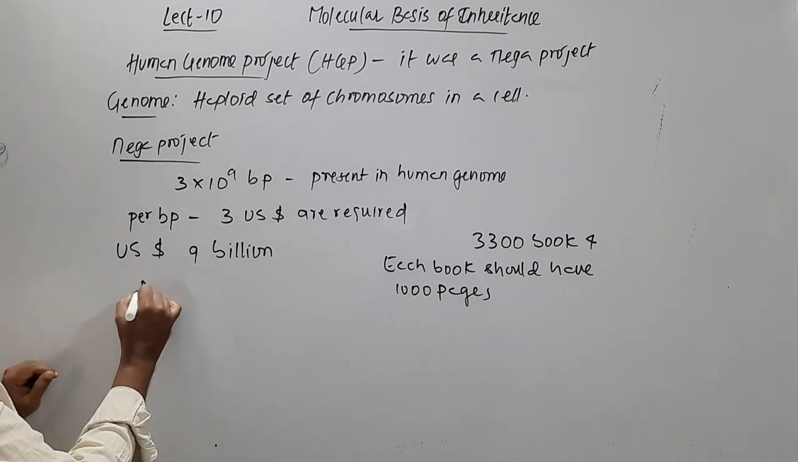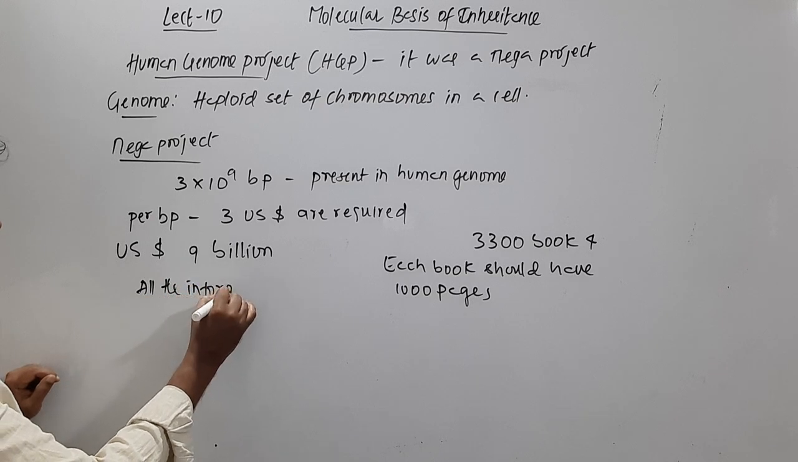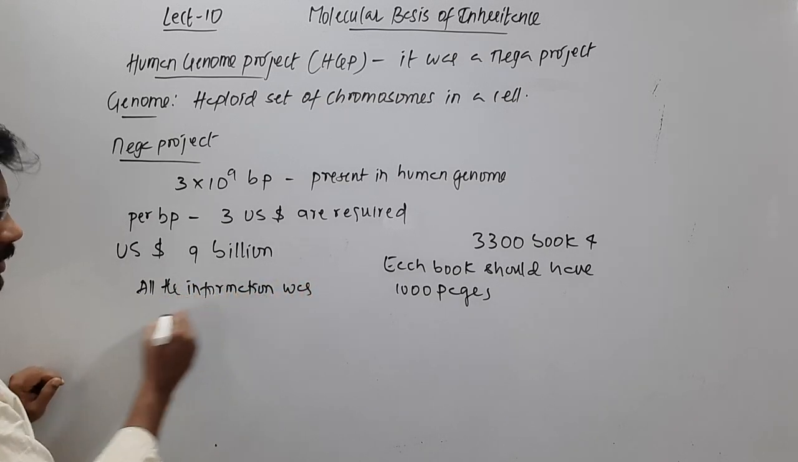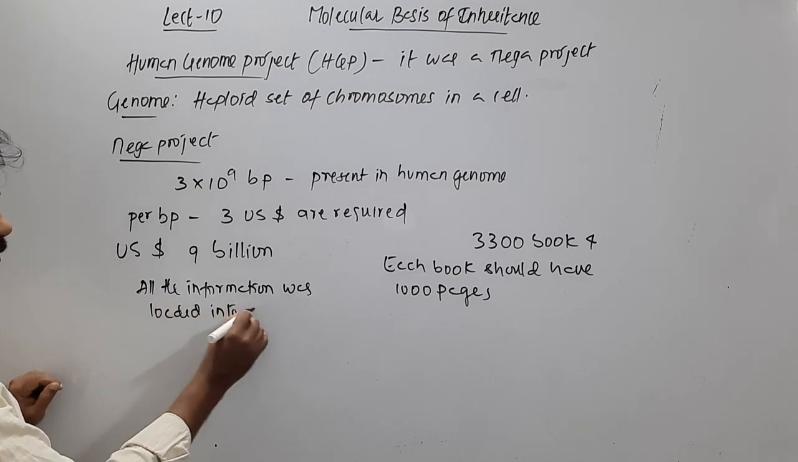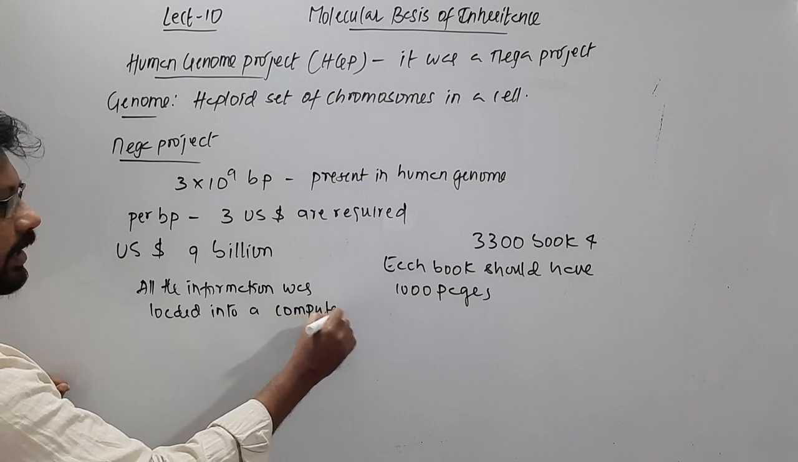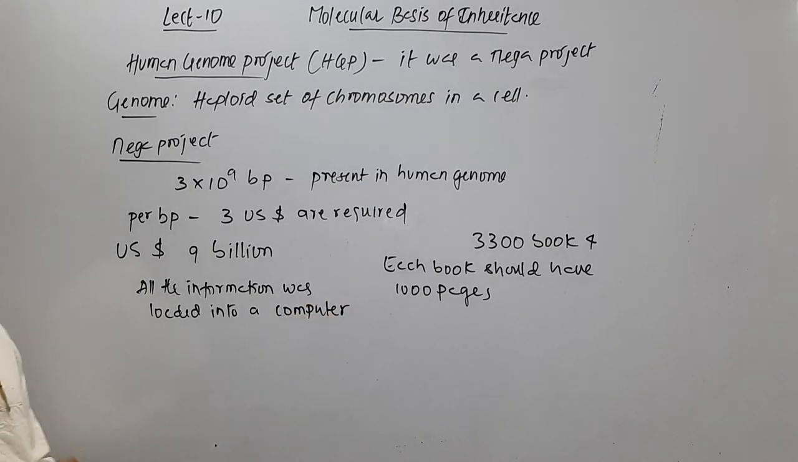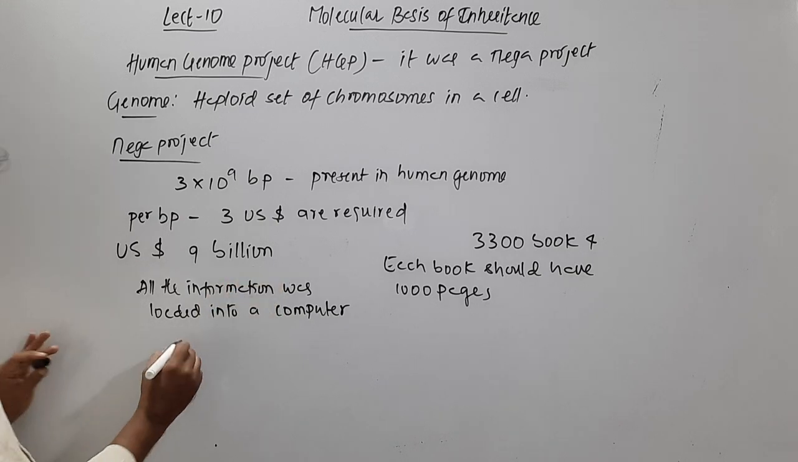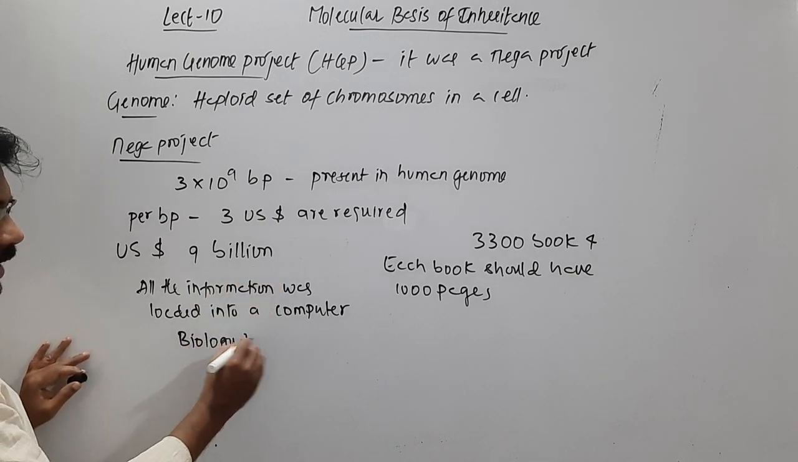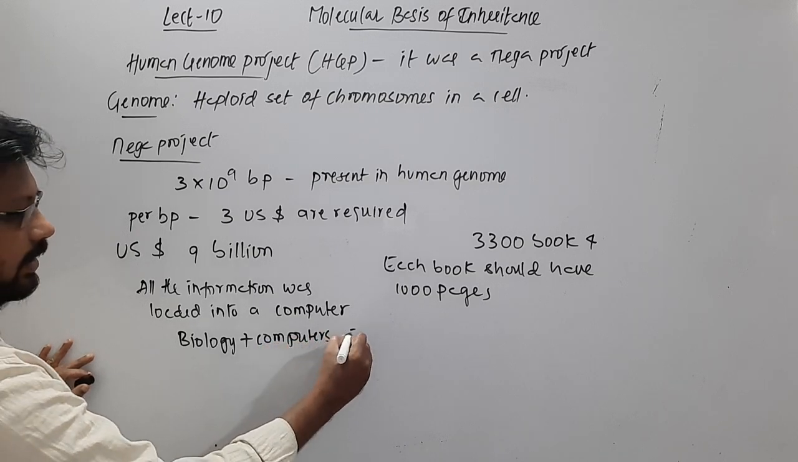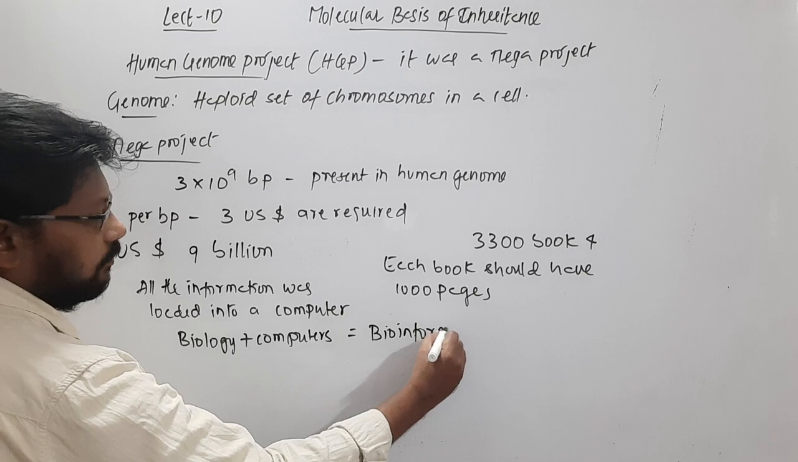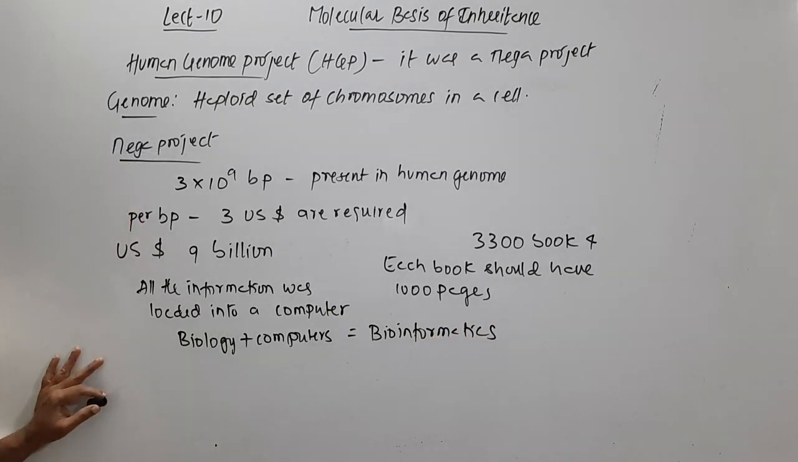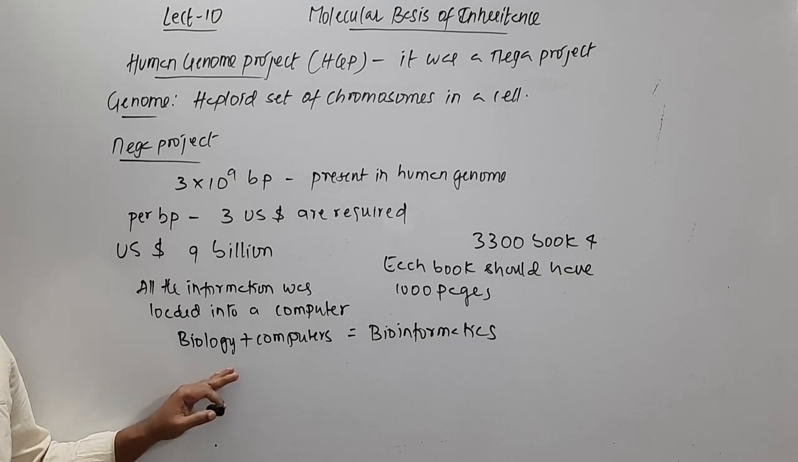All the information was loaded into a computer. At this point, biology came together with the computer, and that resulted in the evolution of a new field in biology called bioinformatics. So biology plus computers resulted in bioinformatics. It is a new branch of biology that deals with biology and computers.